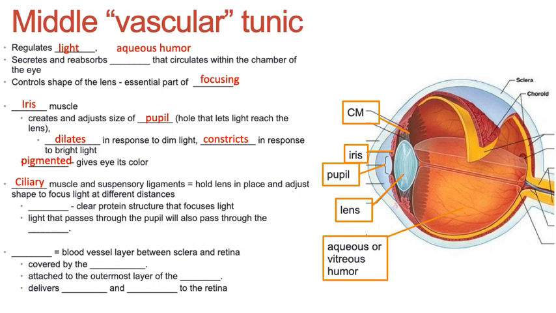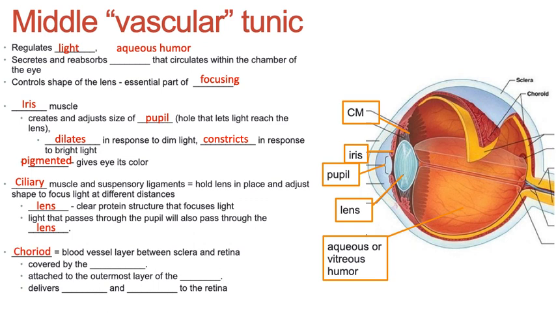Okay, and they will also adjust the lens to shape and focus the light at different distances. The lens itself is a clear protein structure. Like I said, it helps focus the light due to the action of the ciliary muscle and suspensory ligaments. Light that passes through the pupil will then pass through the lens. So the light's going to travel through the cornea, the pupil, and then it's going to hit the lens.